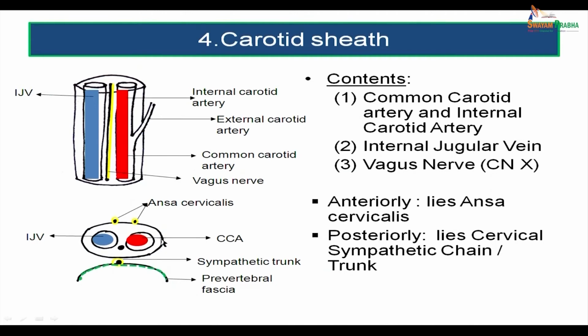If we see a cross section, we can identify the common carotid artery, the internal jugular vein and the vagus nerve slightly posterior and in the middle. On the anterior aspect of the carotid sheath, we can see the ansa cervicalis. Ansa cervicalis is the nerve loop which supplies the infrahyoid muscles of the neck. And posteriorly, we can appreciate the sympathetic trunk or sympathetic chain which lies within the pre-vertebral fascia.